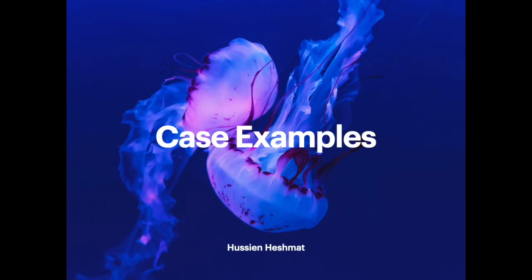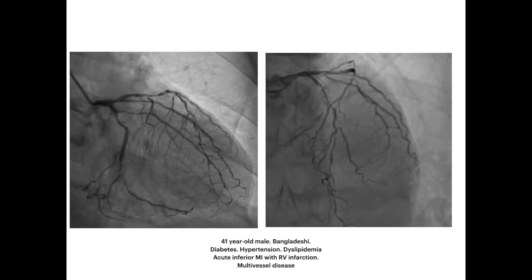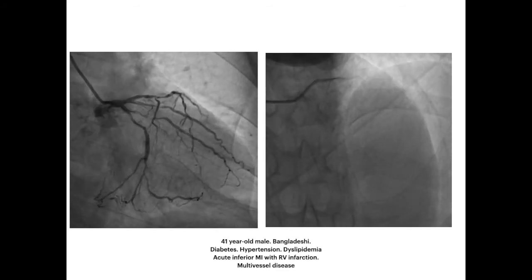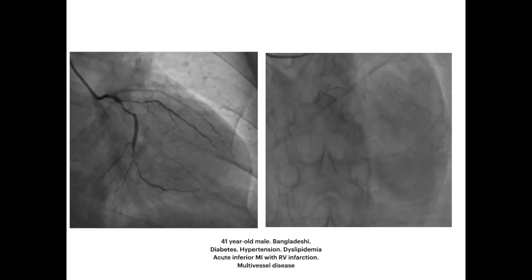So I'll be providing two quick examples where this balloon proved extremely helpful. The first situation is for a non-crossable lesion. This is a 41-year-old gentleman with diabetes, hypertension, dyslipidemia. He presented with an acute inferior ST elevation MI with an RV infarction.